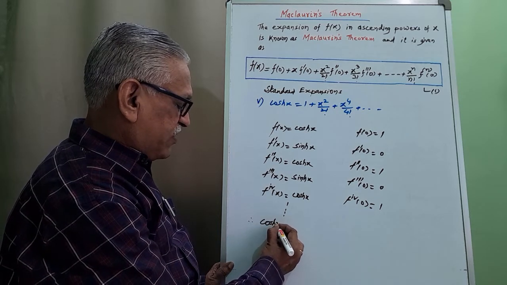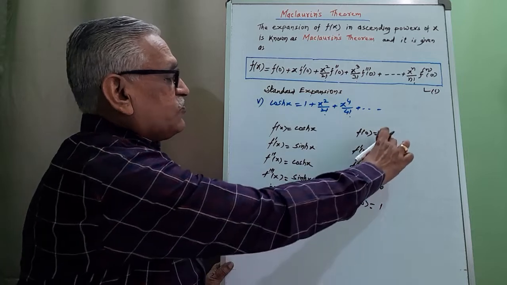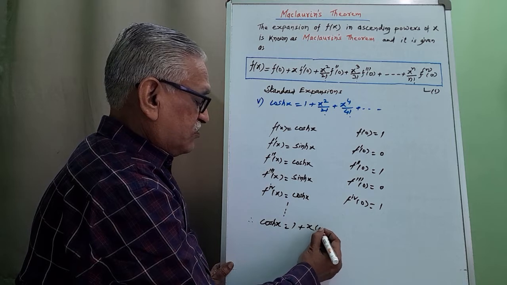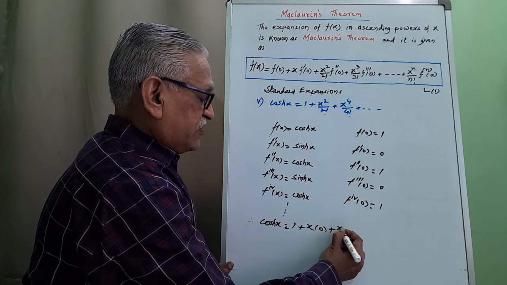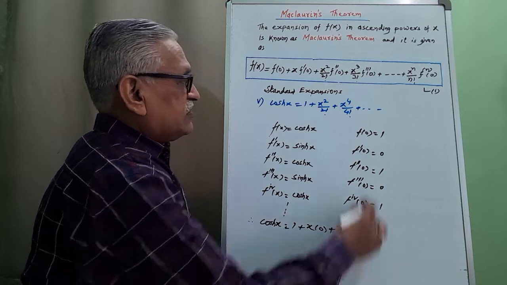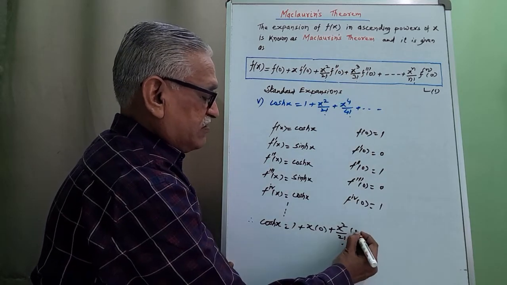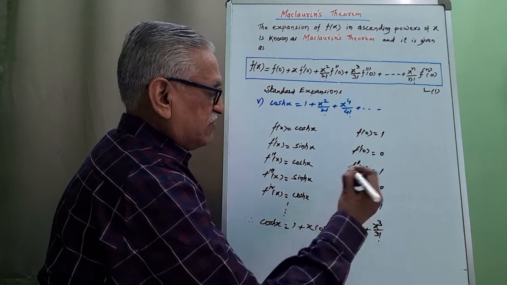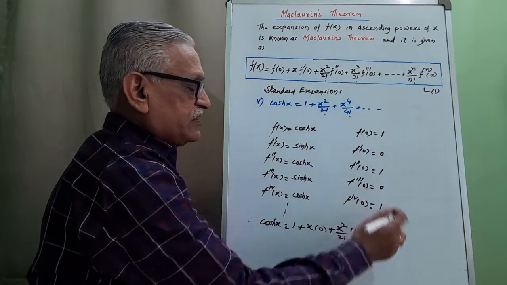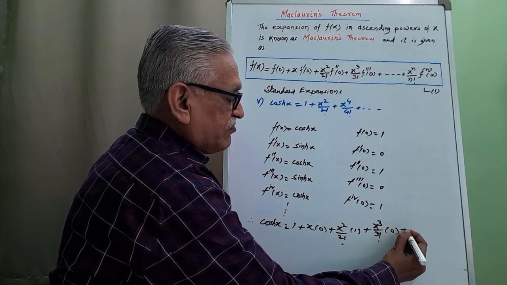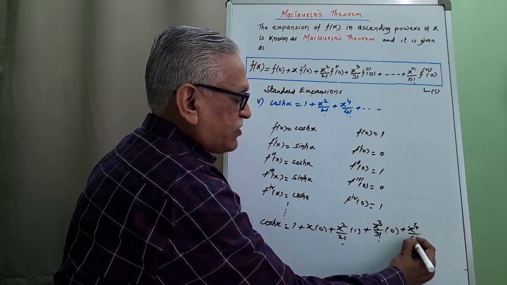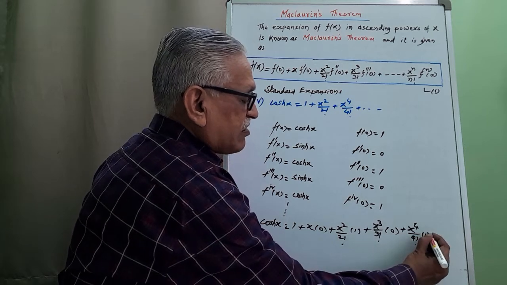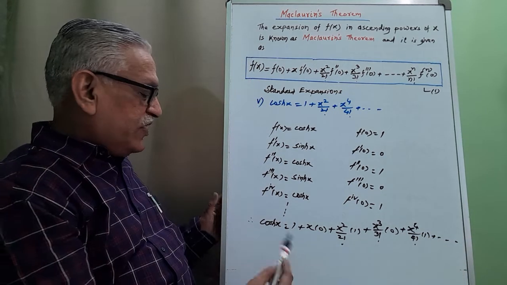cos hyperbolic of x is equal to, first term is f of 0, 1, plus x into f dash, it is 0, plus x square by 2 factorial, value of f double dash, it is 1, x cube by 3 factorial, value of f triple dash, it is 0, x raised to 4 by 4 factorial, f fourth derivative, it is 1, and so on. And we get the required result.